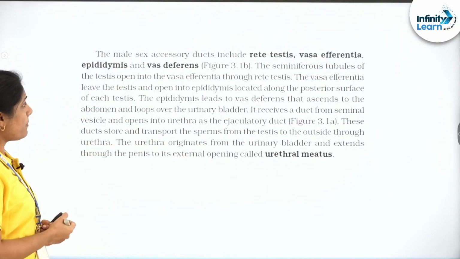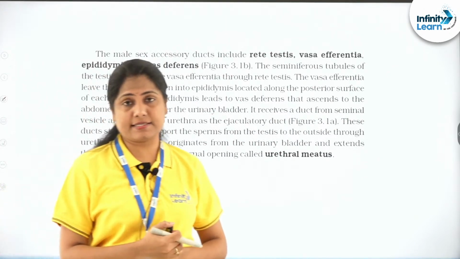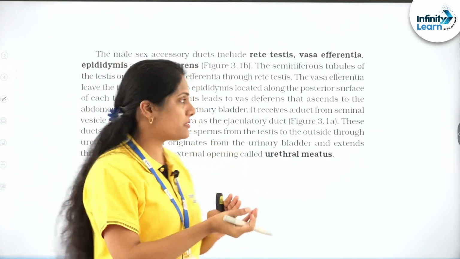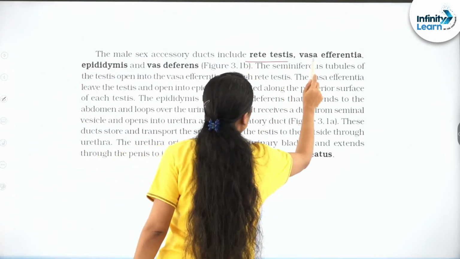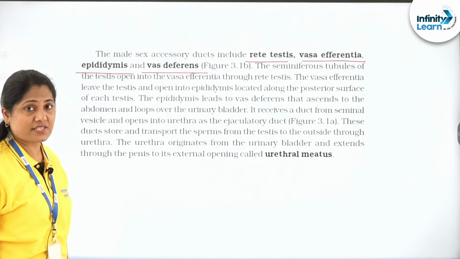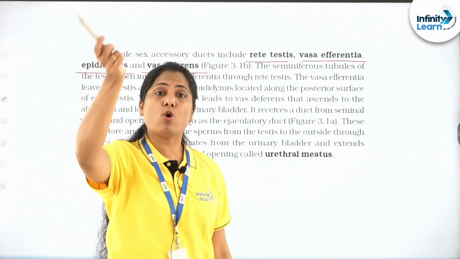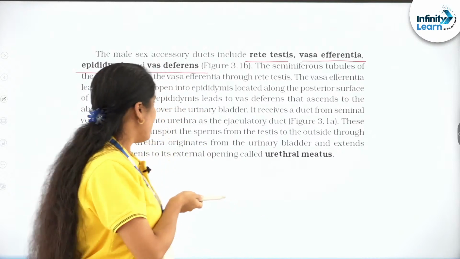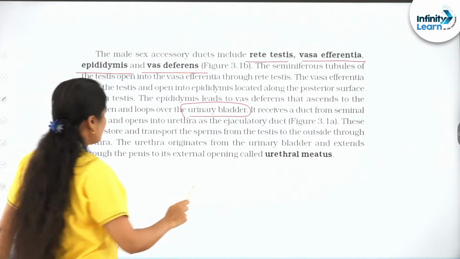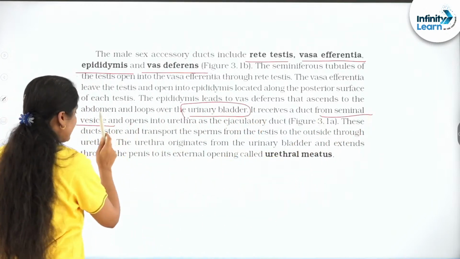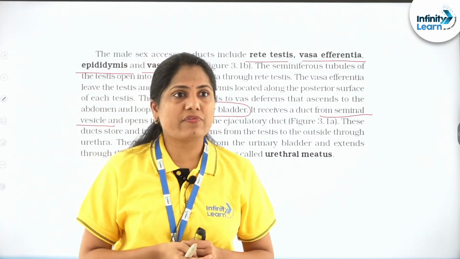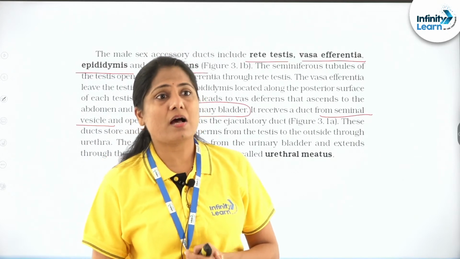So next we talk about the male accessory ducts. This is something that I have covered already, where the sperm is undergoing transport. So which are all the structures? Rete testis, vasa efferentia, epididymis, and the vas deferens. This vas deferens is looping over the urinary bladder, right? And it is receiving a duct from the seminal vesicle, right?